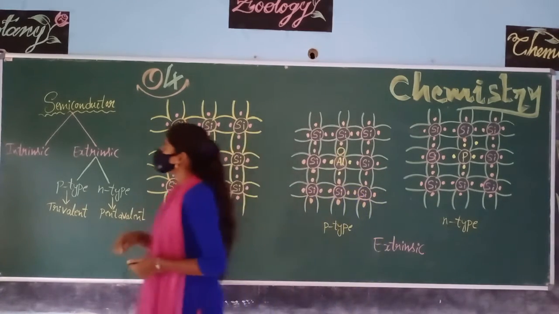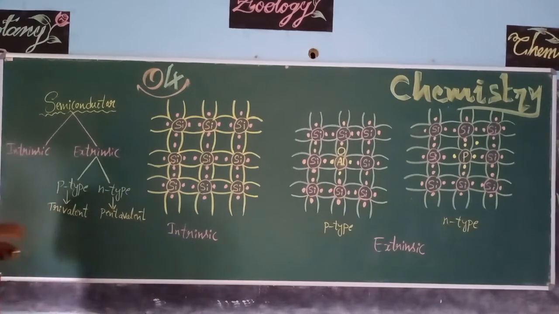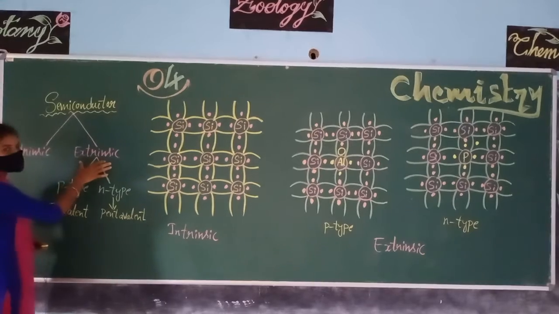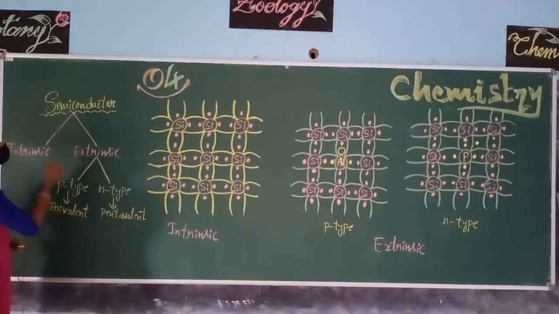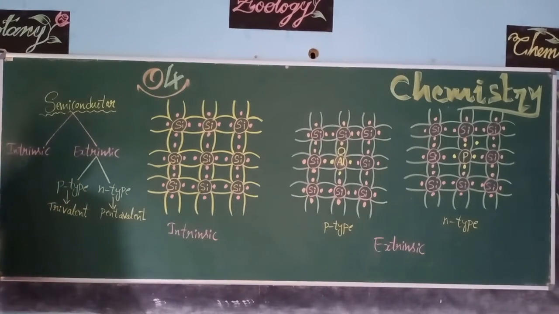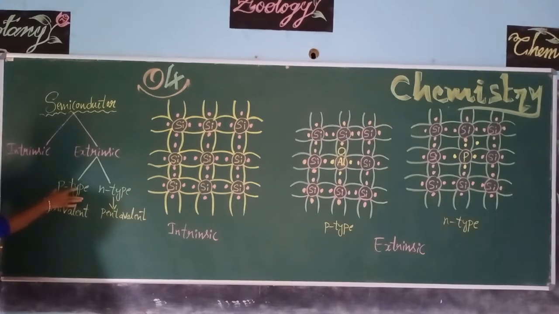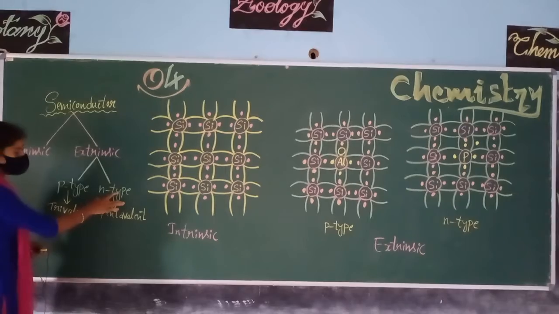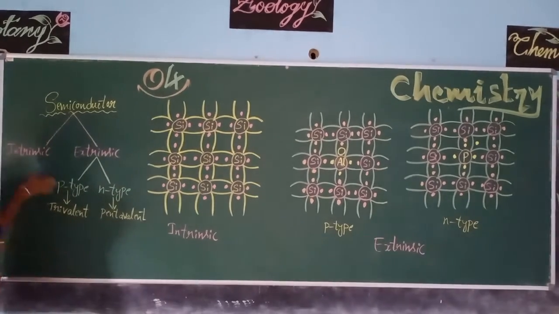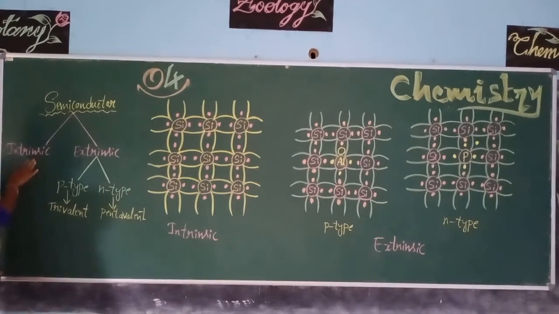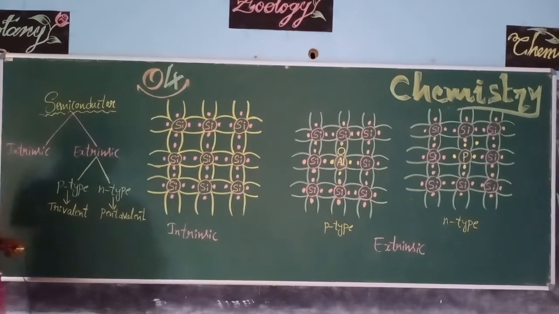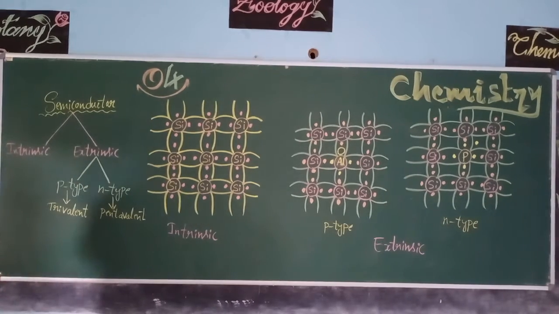Fine. So we have two types of semiconductors. One is intrinsic semiconductor, another one is extrinsic semiconductor. Again, in extrinsic semiconductor we have two types, that is p-type extrinsic semiconductor and n-type extrinsic semiconductor. First let us see what is intrinsic semiconductor, then we will go for extrinsic semiconductor and their types. So first coming to the intrinsic semiconductor.